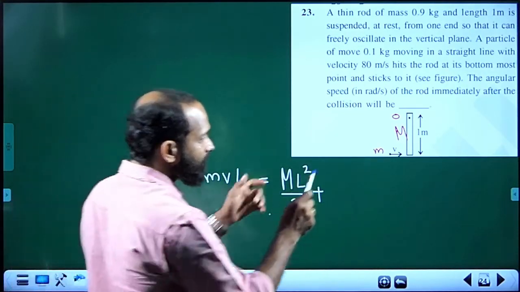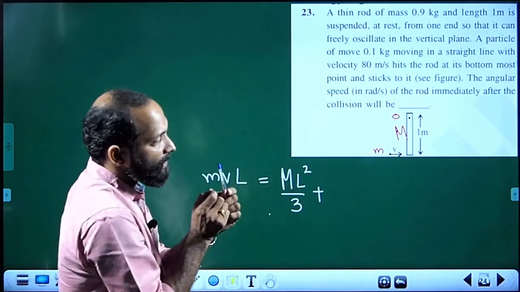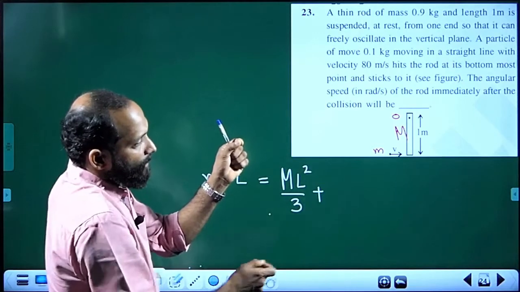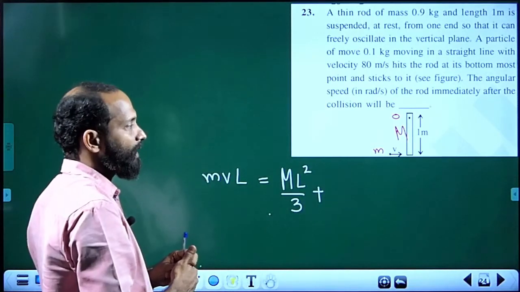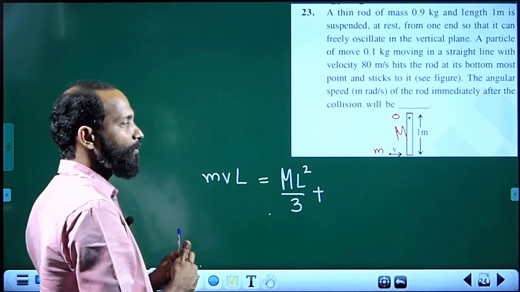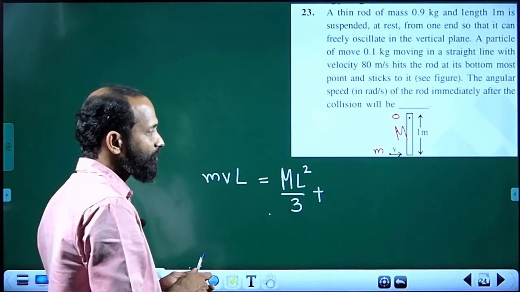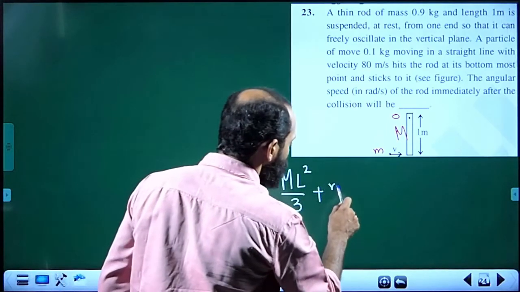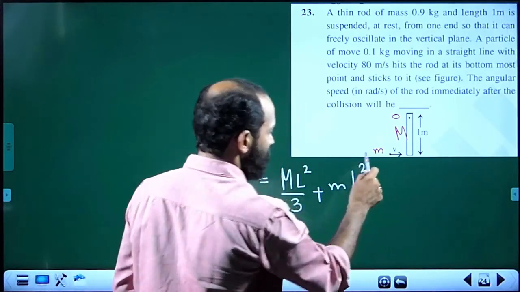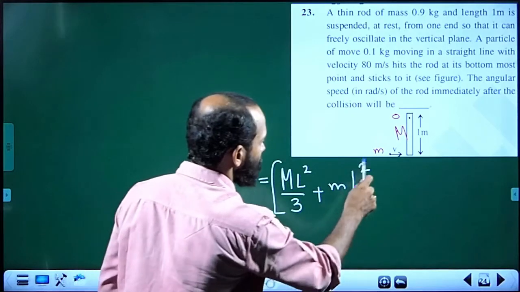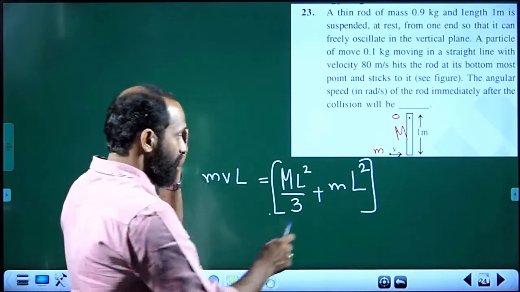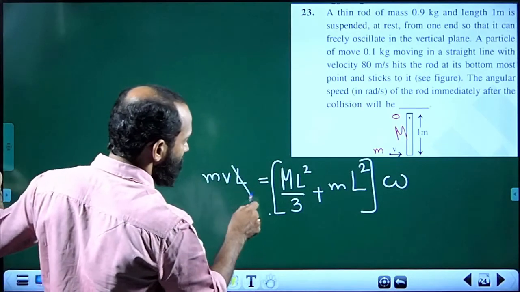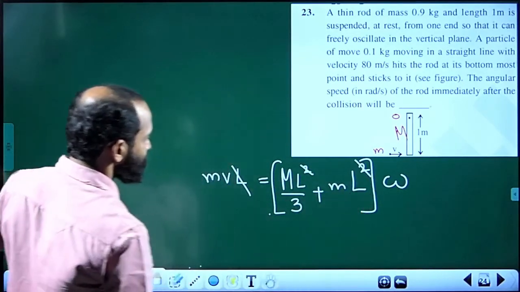Now moment of inertia of the particle: it is at the tip of the hanging rod and the particle goes in a circle keeping the distance constant, which is equal to L, length of the rod. So particle's mass is m, distance is L, so moment of inertia of the particle part is m L square. So plus small m times L square, that is the total moment of inertia of the composite system, times omega. Okay, here you can cancel one L throughout.